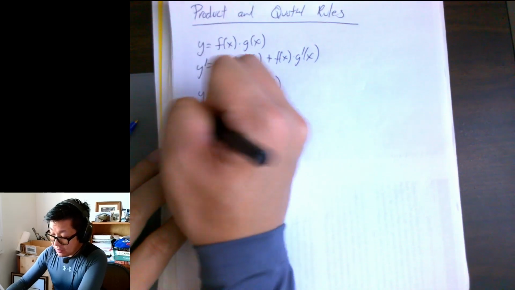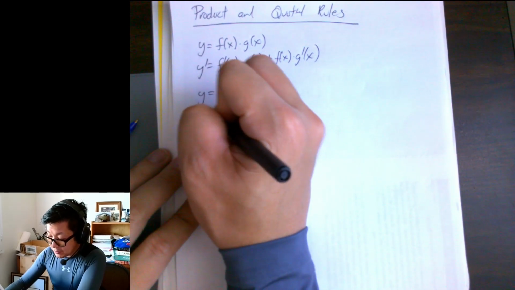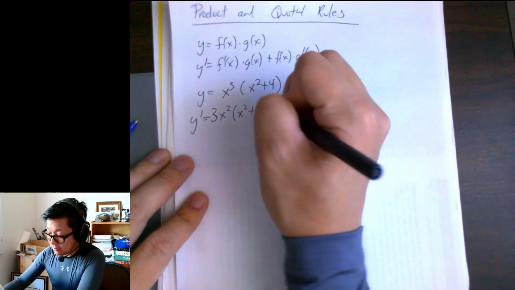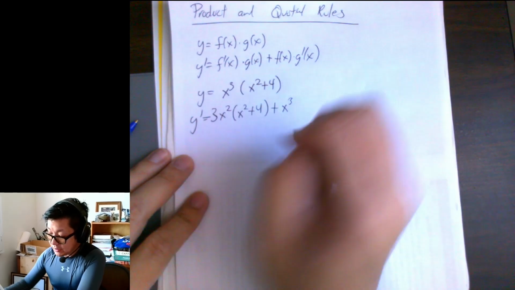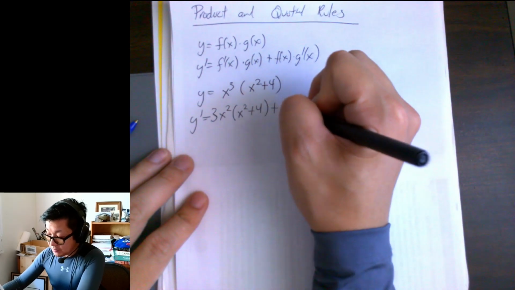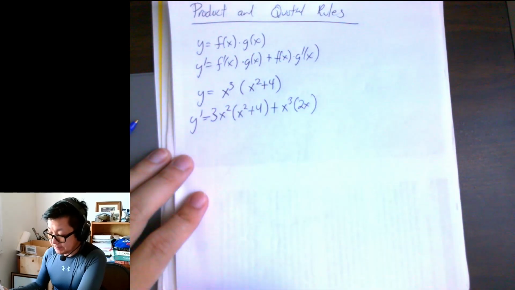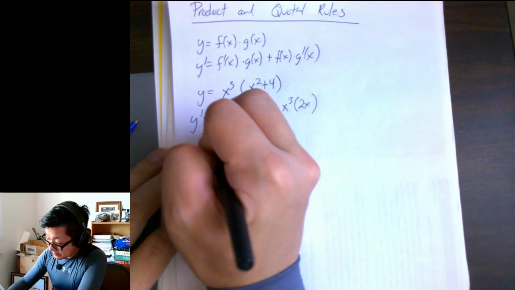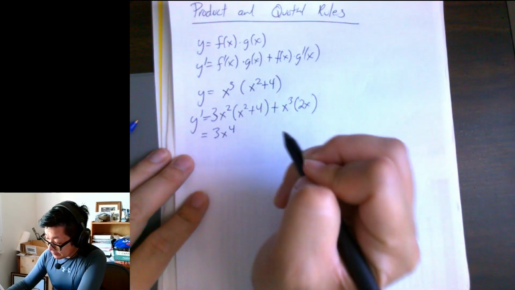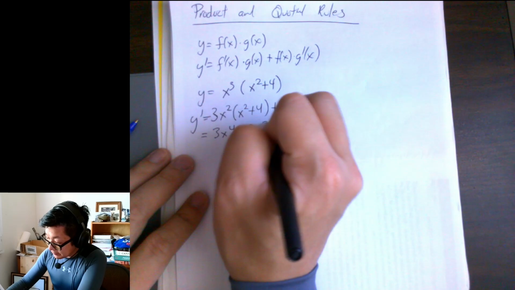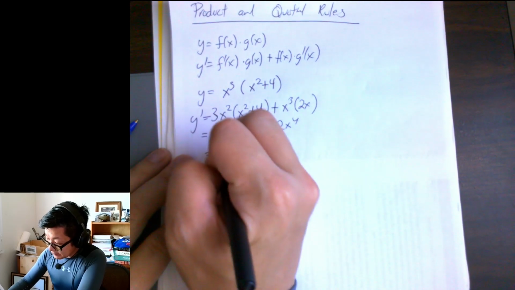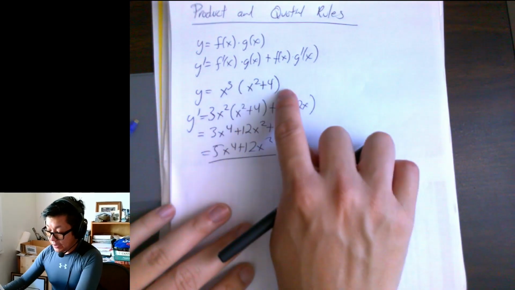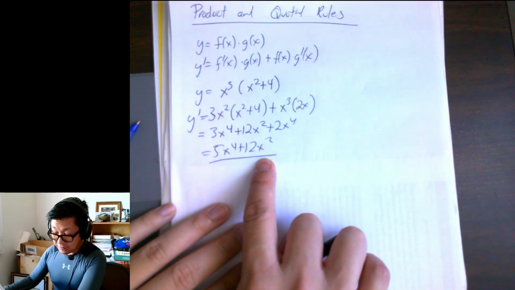So using product rule, I take the derivative of the first, so that involves power rule, times the second, plus the first times the derivative of the second. X squared becomes 2x, 4 becomes 0. And I'm going to go ahead and multiply this all out so I will be able to compare it later. Okay, so I found this derivative using product rule.